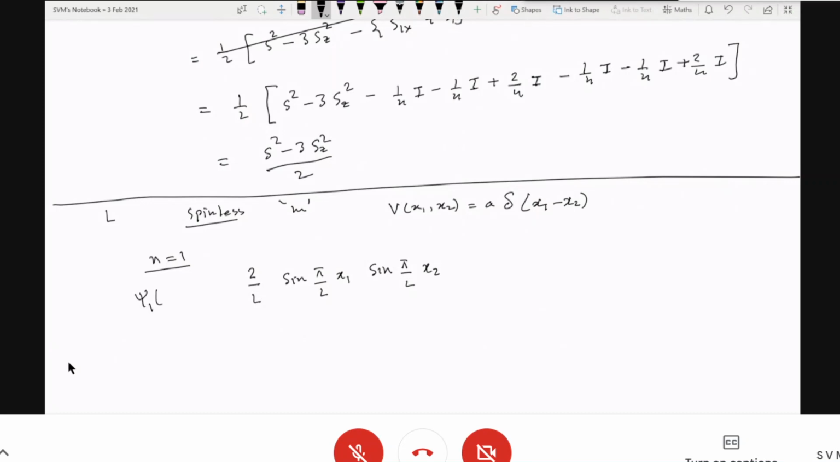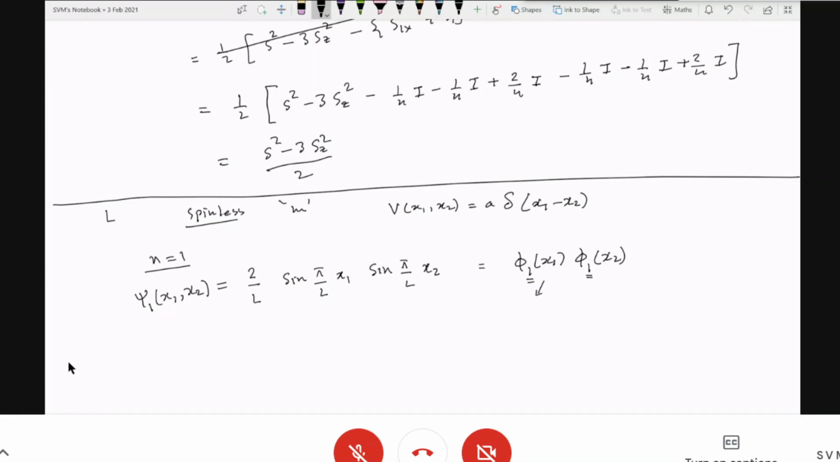Psi 1 of x1, x2 in a particle in a box. Okay, I didn't understand this actually, because it's a one-dimensional box, but there are two particles. So it is going to be phi 1 of x1 into phi 1 of x2. Both are in the n equal to 1 state.